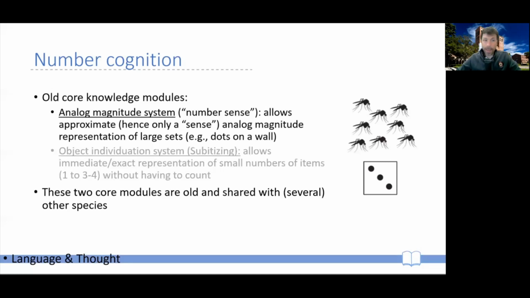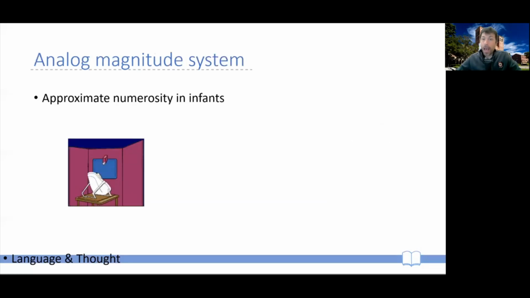But let's take them one at a time. Let's first look at the analog magnitude system. Let's look at a couple examples in the number sense. For example, if you take infants, somewhere around 5 to 6 months old, you can use a habituation paradigm, just like the one we've already seen. And you can see if they can recognize approximate numerosity.